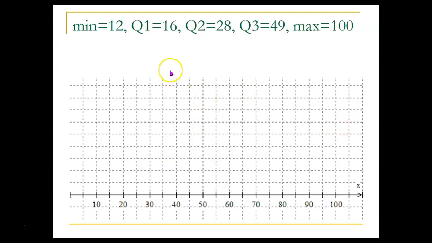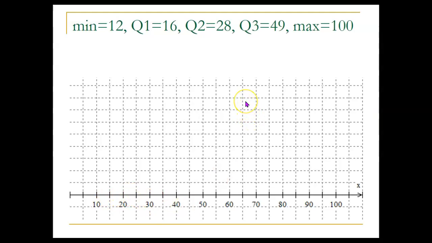So now, let me start by drawing the box. I've gone ahead and labeled this axis. I need to have room to show numbers at least from 12 up to 100. So I've gone ahead and used the squares on the graph paper. I've gone up by 5s, but I've only labeled the 10. So here's 10, 15, 20, 25, 30, and so on.